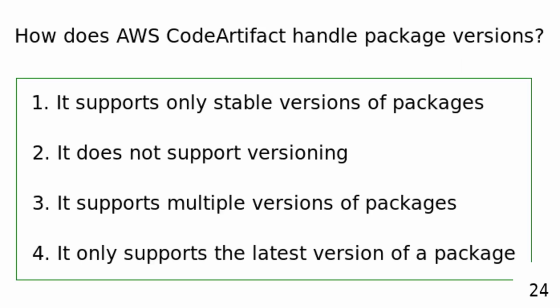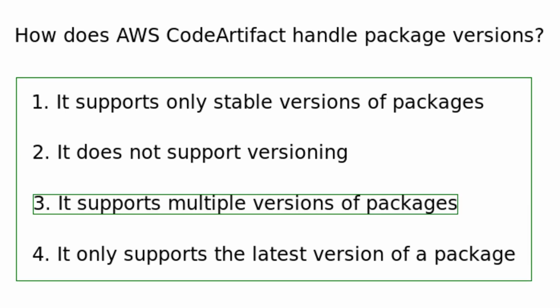How does AWS CodeArtifact handle package versions? It supports only stable versions of packages. It does not support versioning. It supports multiple versions of packages. It only supports the latest version of a package. AWS CodeArtifact supports multiple versions of packages, allowing developers to work with different versions as needed.